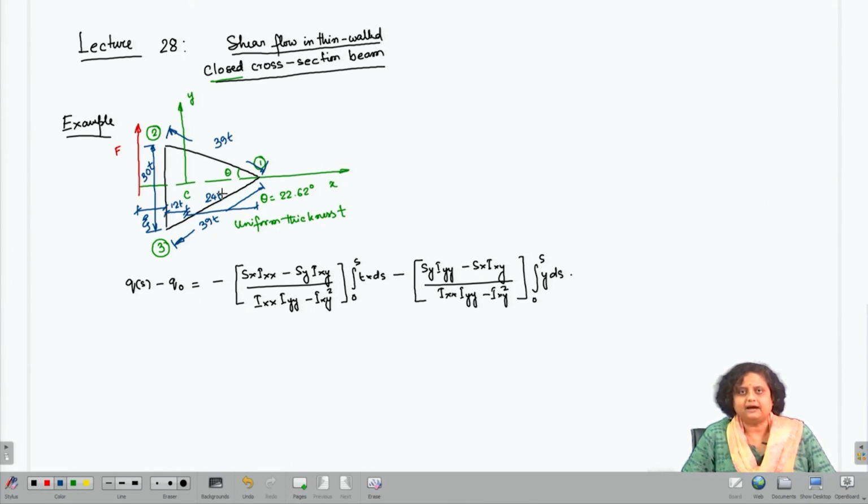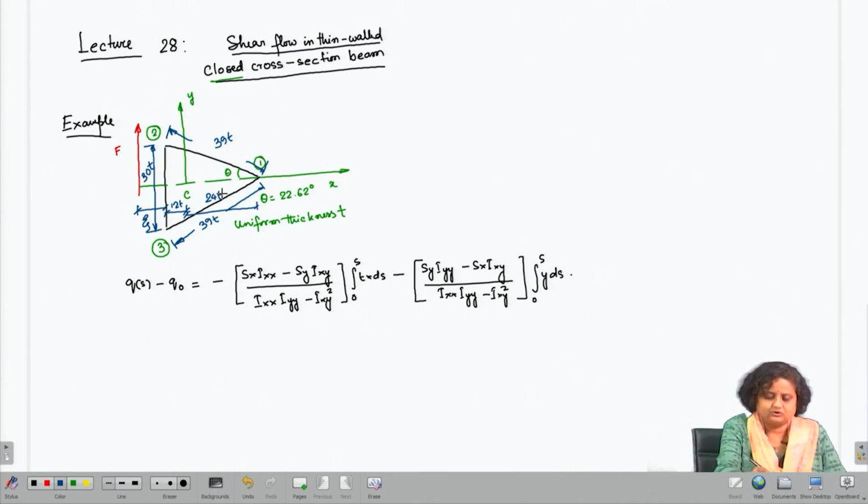The angle theta that this portion 1, 2 makes with the x axis, we can also find it. If we find it, we will see it is 22.62 degree. So, I have named the three vertices of the triangle as 1, 2 and 3, as it can be seen in the figure. A shear force F along the y direction is applied to the cross section of the beam through the shear center. So, this is the shear center of the cross section.